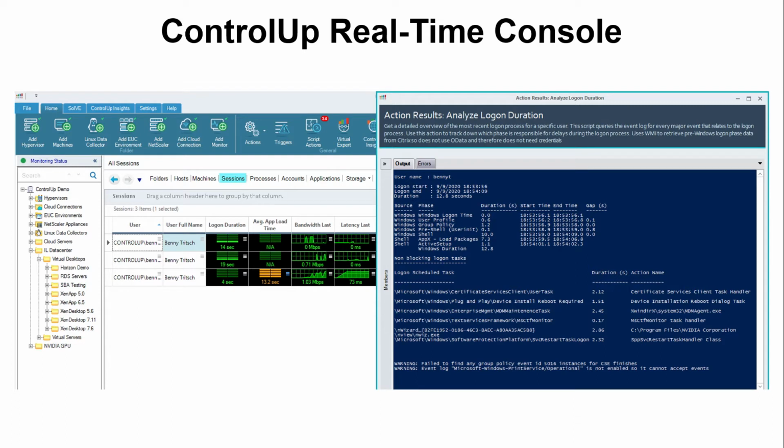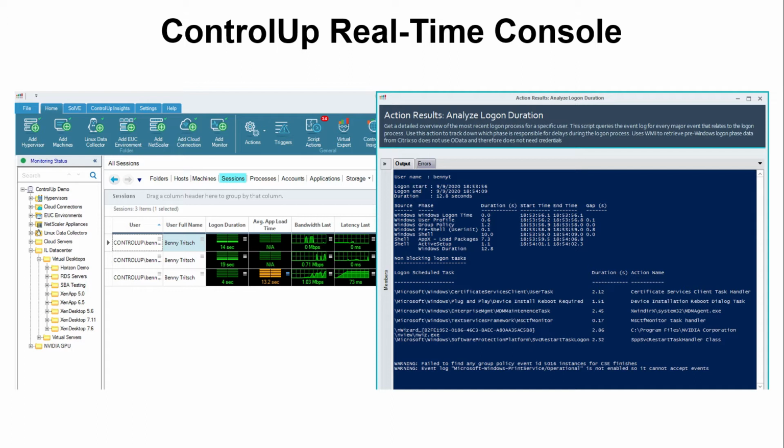ControlUp, on the other side, follows a more traditional approach. What they do is they establish an agent on each WVD host machine, and the agent delivers telemetry data or performance data to a real-time console. This real-time console receives this data every 3 seconds and it refreshes in this very short interval. So it's close to real time.